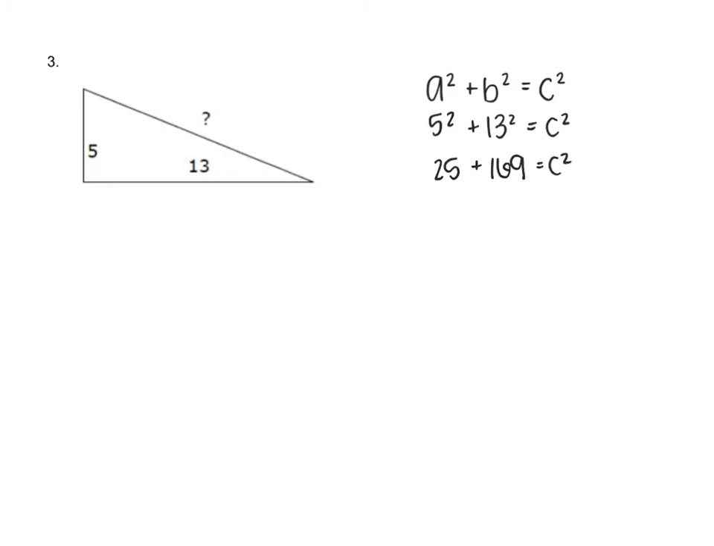When I add these two together, I get the value of c squared being 194. But again, we don't want that value to be squared. We want it to be on its own, so we take the square root. And when we calculate that, we end up with c being equal to 13.9 when we round to the nearest tenth.